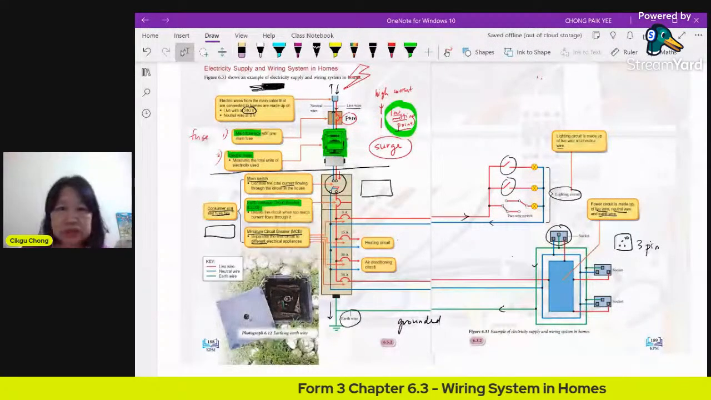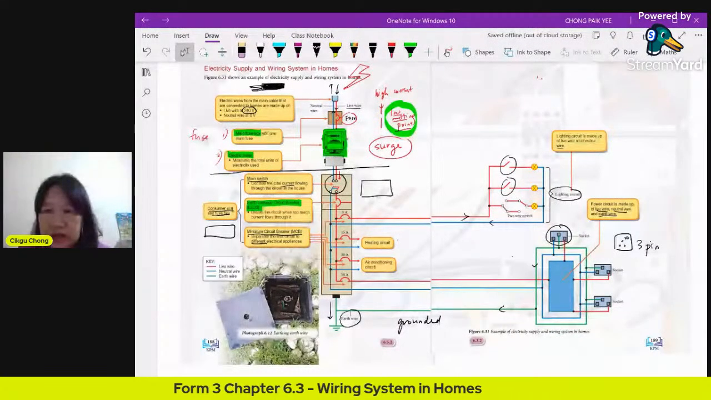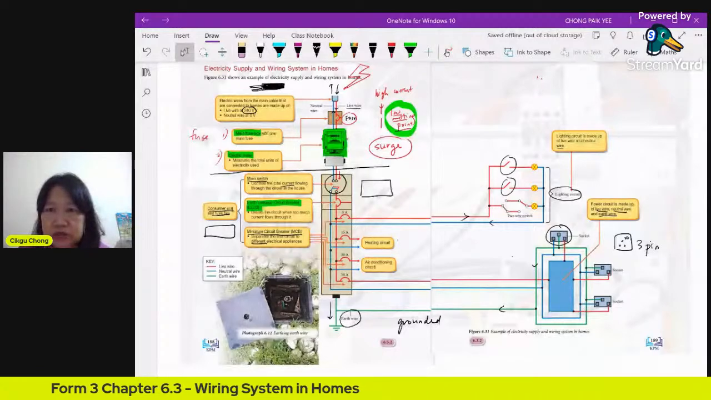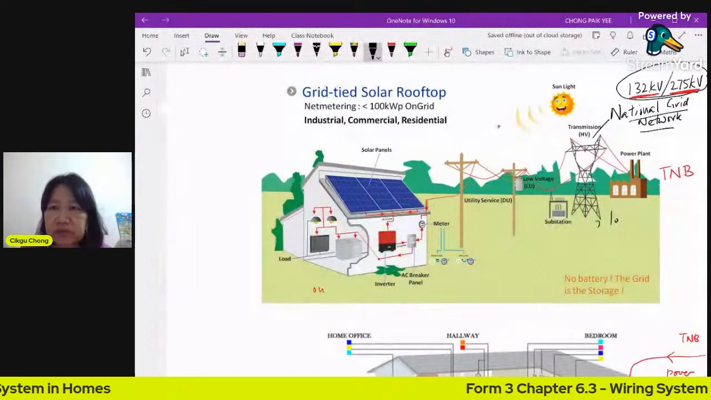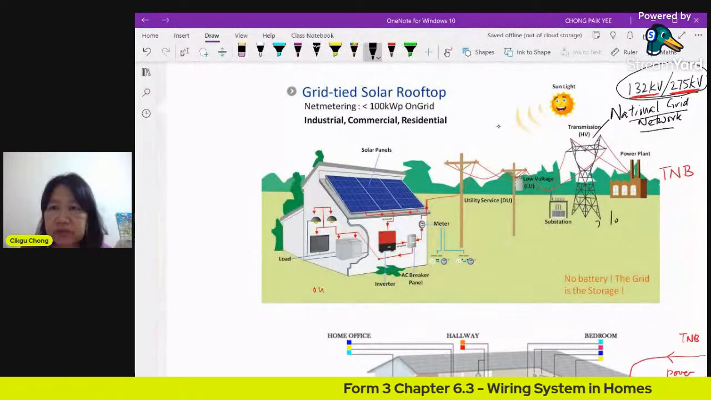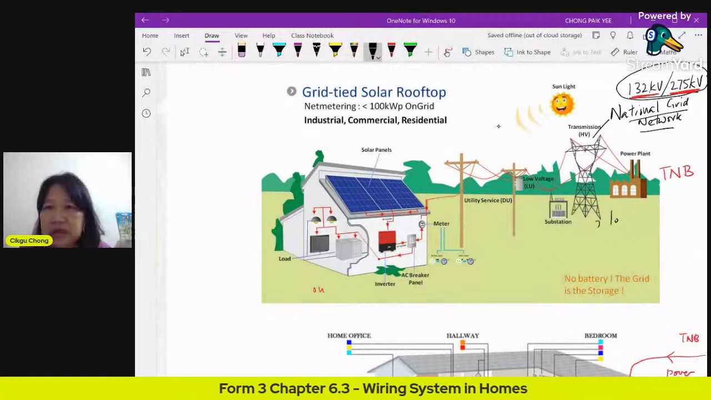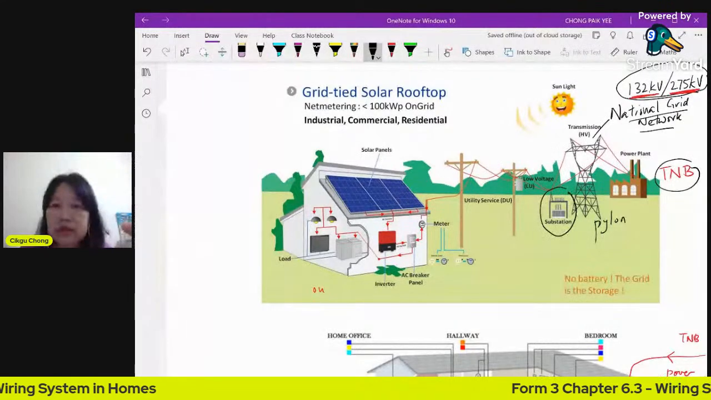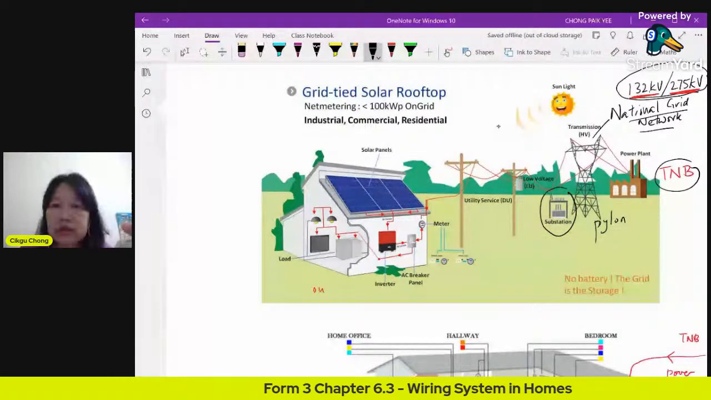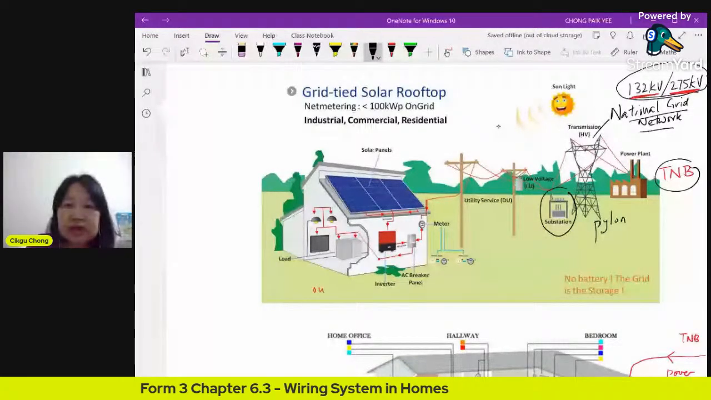So let's look at here. Just to go through here. Now this is from your diagram, to show this is a national grid network. All right, your power plant TNB is here, supplies to the pylons here. This is your pylon, and this is the cable. When you have the substation, we call it step down the voltage first. Then it comes to your house at 240 volts.